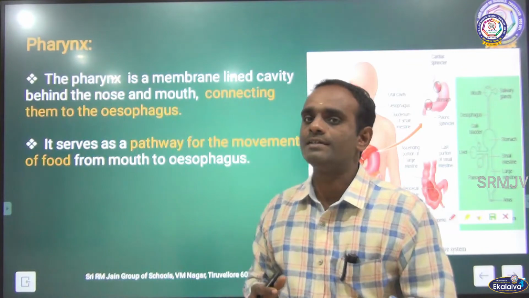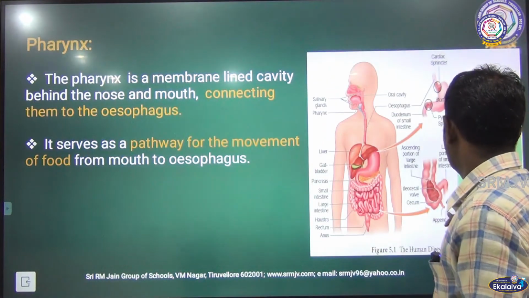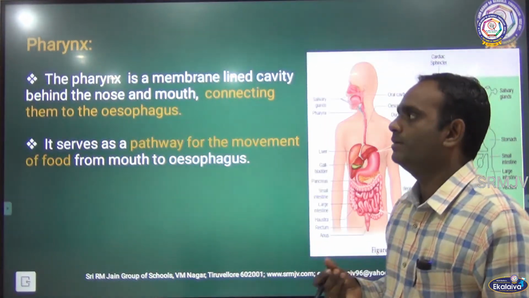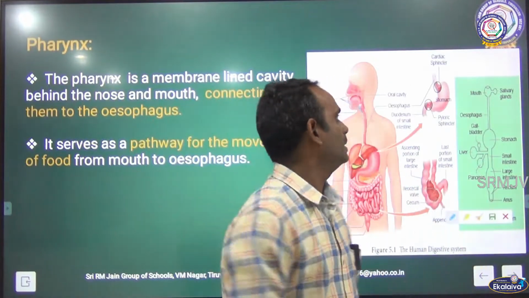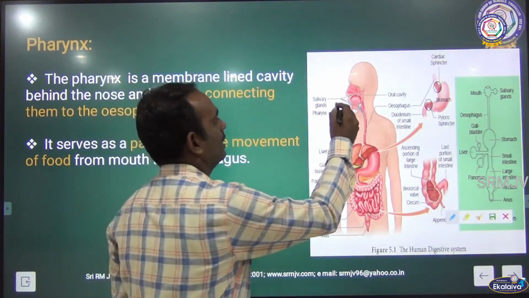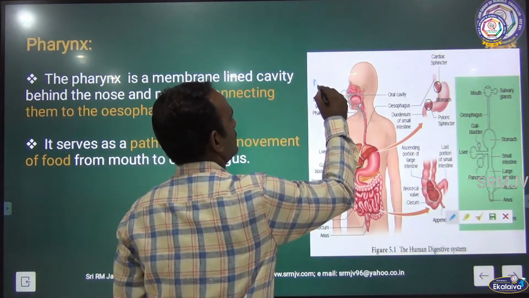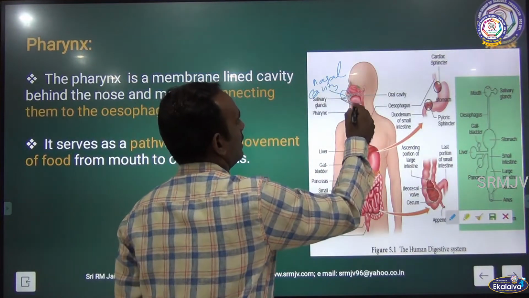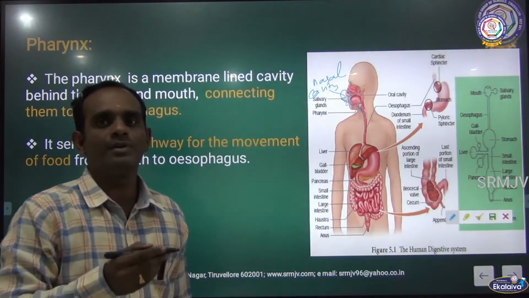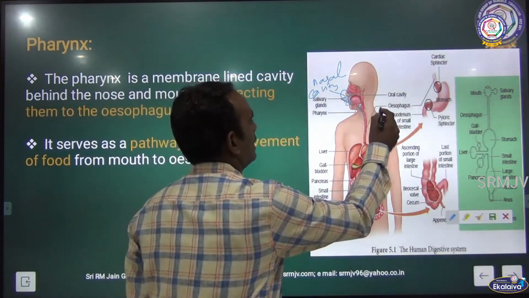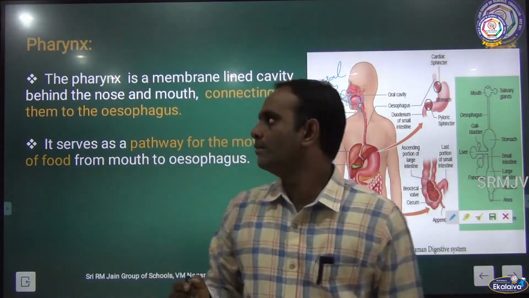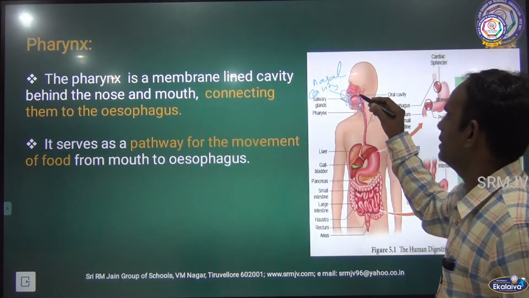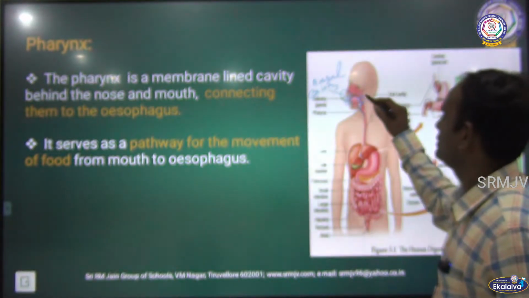Today starts with the pharynx. Pharynx is a membrane lined cavity behind the nose and the mouth. See the picture here, children. This is the nose, or nasal cavity, and this is the mouth or buccal cavity. So the pharynx is present between or behind the nose and the mouth. Behind the nose and the mouth, the pharynx is present.